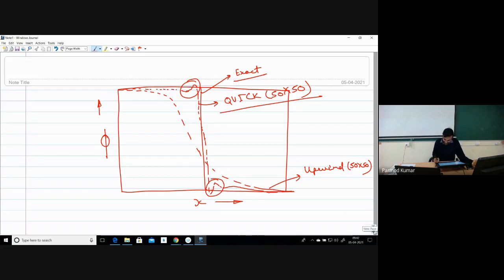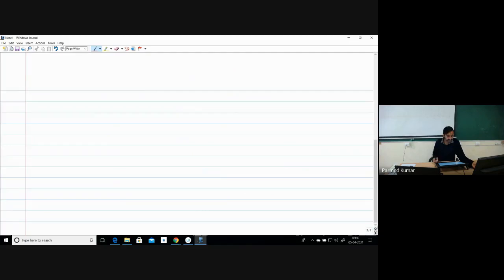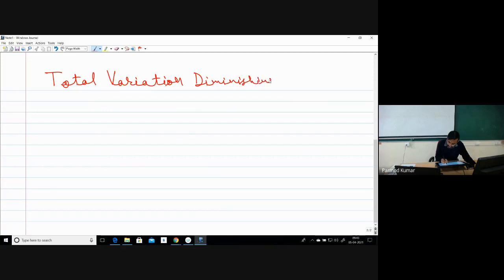Considering this as the objective, there have been developments by different researchers who have proposed some advanced schemes, and such schemes come under the class of total variation diminishing schemes. This led to the development of a new class of numerical schemes, which is particularly referred to as total variation diminishing, and in general these are referred to as TVD schemes.